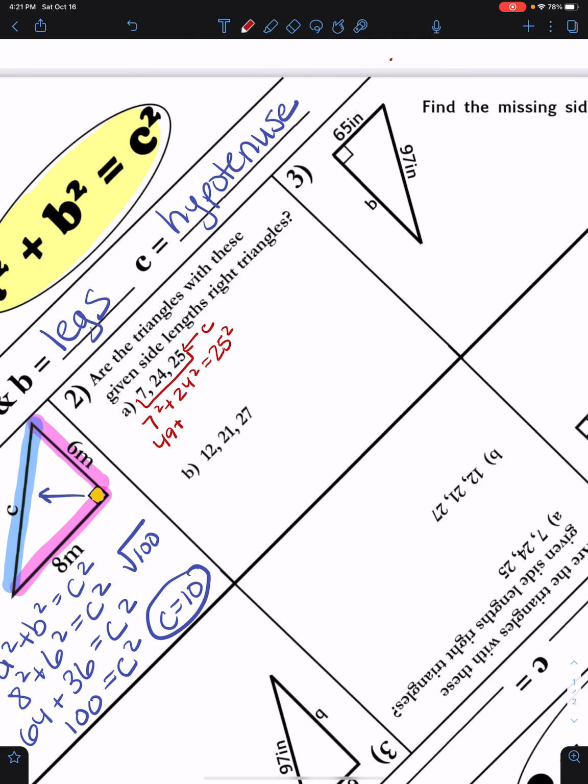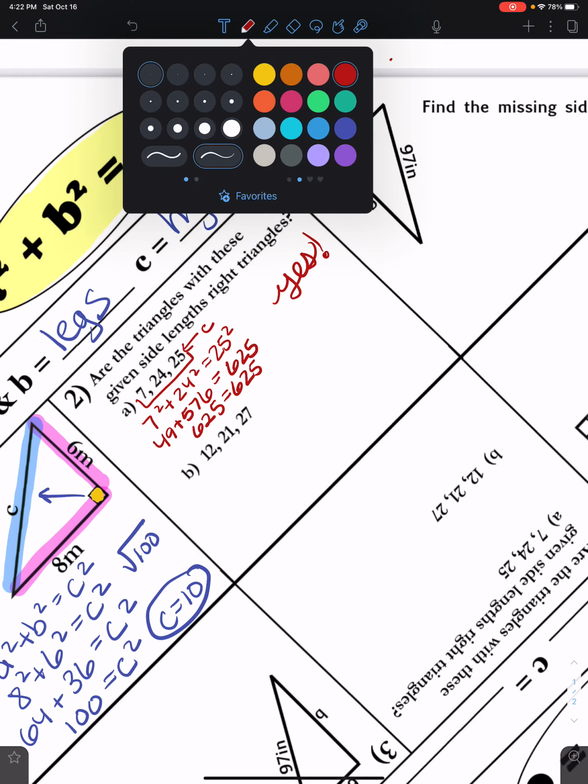When it does that, I have to click out of the box. 576, and 25 times 25 is 625. So, guess what? These are equal, so we can say that yes, this is a right triangle. Let's try the next one.